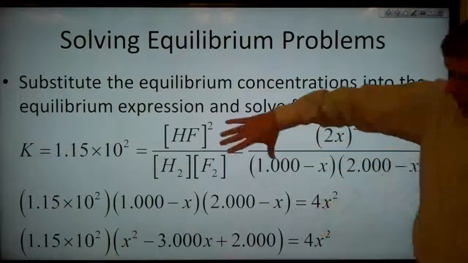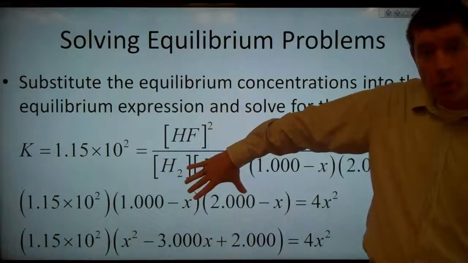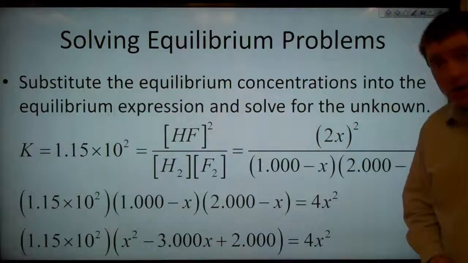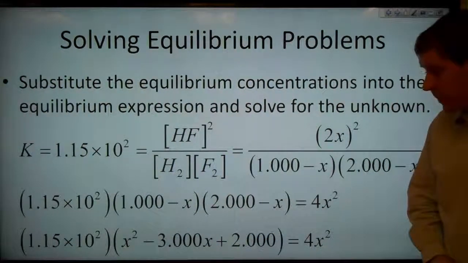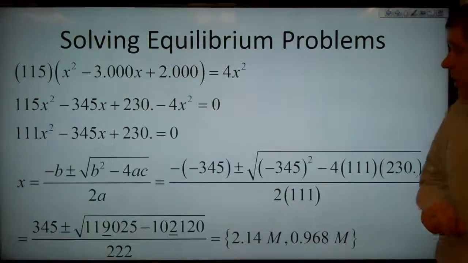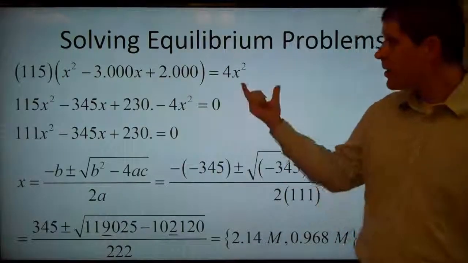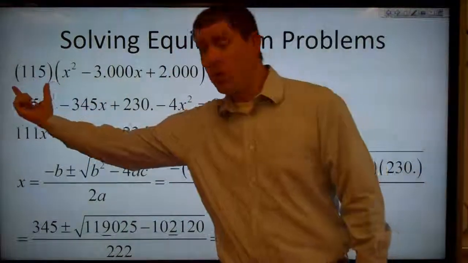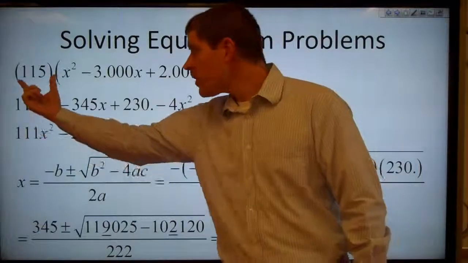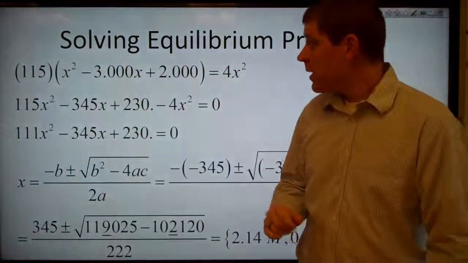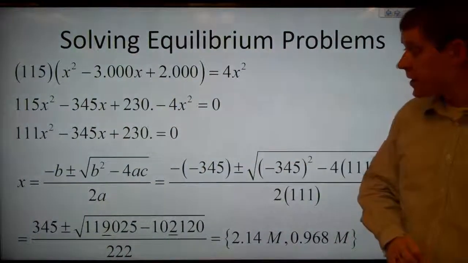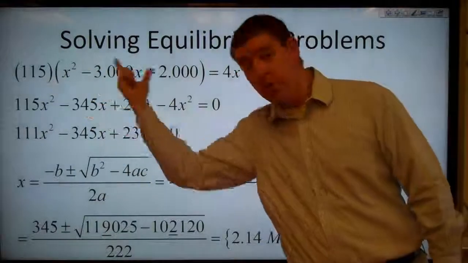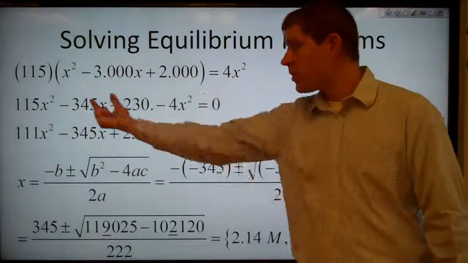Then I multiply these two parentheses by each other to give us this bottom line here. And so you see that we have a quadratic equation. Then I multiply the 115, note that that's the 1.15 times 10 to the 2. Distribute the 115 through, and now we get this line. Note that I've distributed the 115 and then I've moved this 4x squared to the other side.